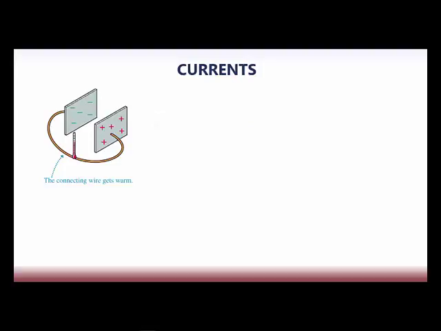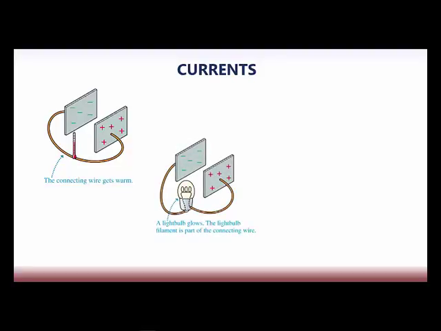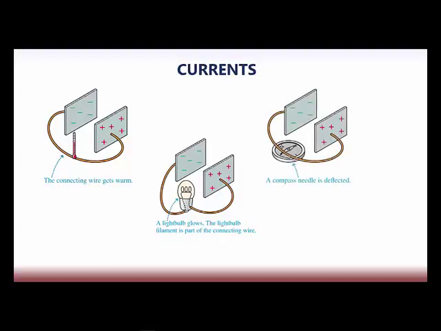So when we connect a parallel plate capacitor with a wire, several things can happen that indicate a current is moving. The wire can get warm as the electrons that are moving through bang against each other and have atomic friction. A thin filament in a light bulb could heat up and therefore glow, giving us light, and a compass needle can be deflected. All of these are proof that a current is occurring through a wire.